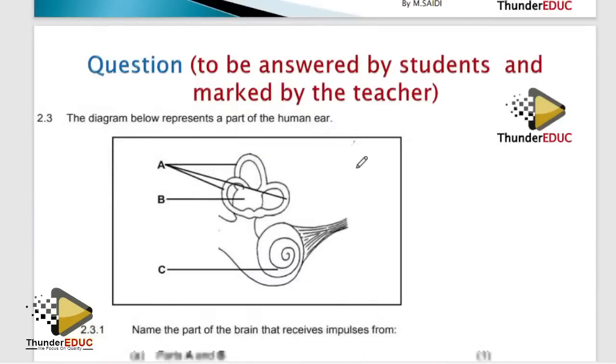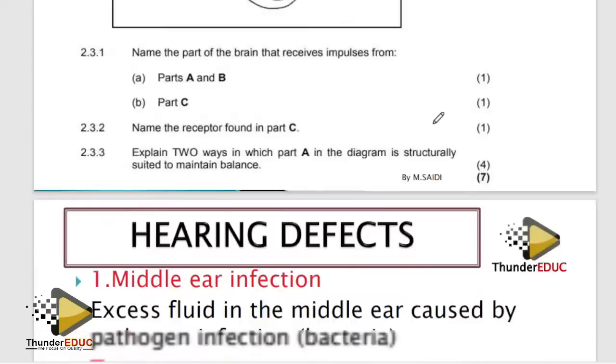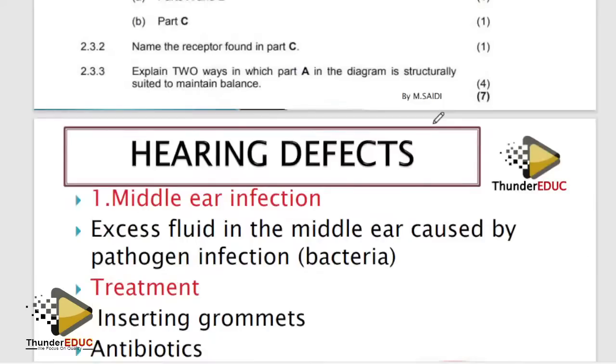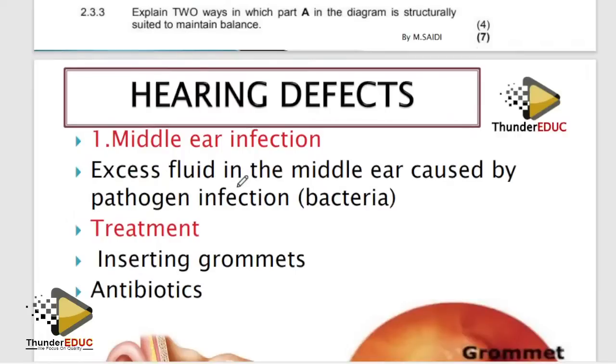Yeah, you guys are going to kill this paper, I'm telling you. Practice more questions. Go to Thundereduc or Get Answered, one of the websites. You'll be able to get questions there and then answer. Try to pass, guys. You want to be in the university.